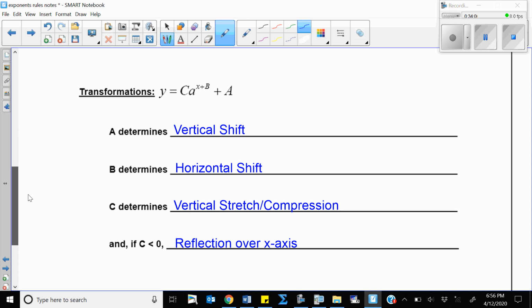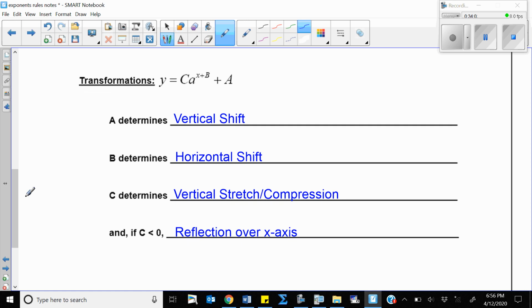Now let's talk about the transformations. Like all other functions, exponential functions also could be transformed, like moved up, down, left, right, stretched, compressed, or reflected. So any of them could happen. How do we formalize that? This is a general formula for transformations on exponentials: y equal to c times a to the power of (x plus b), plus a.